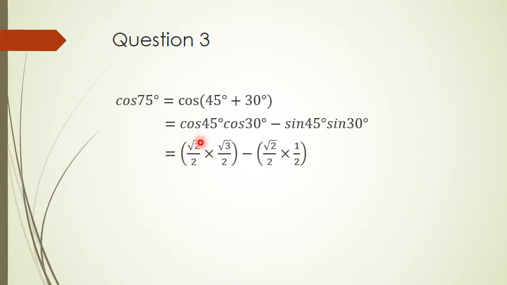Cos 45 degrees is root 2 over 2 times cos 30 degrees root 3 over 2 minus sine 45 degrees root 2 over 2 sine 30 degrees is 1/2. And simplifying, that gives us root 6 over 4 minus root 2 over 4, which further simplifies to root 6 minus root 2 all over 4.